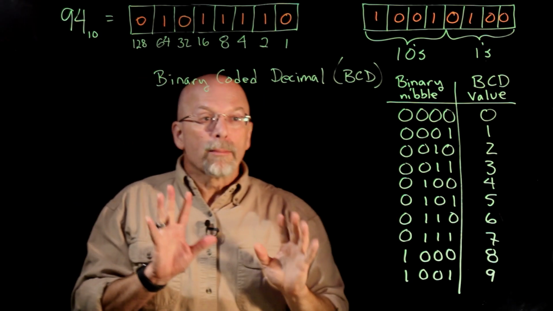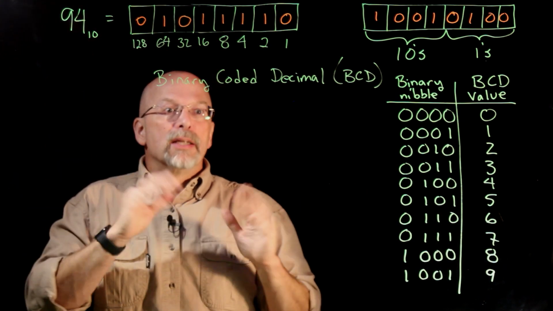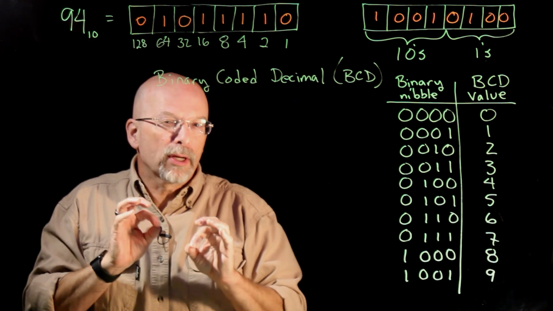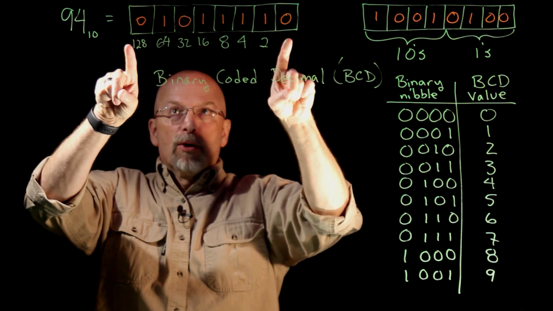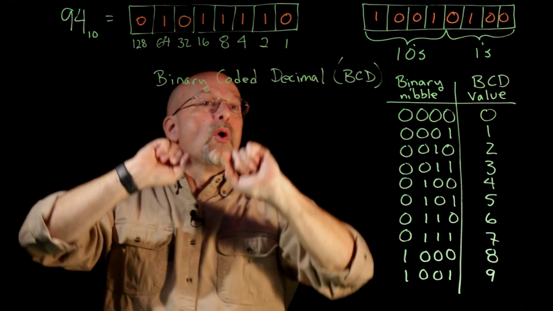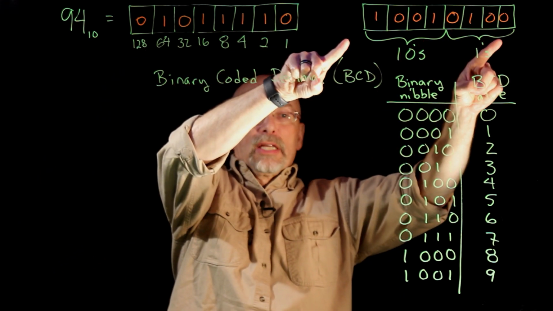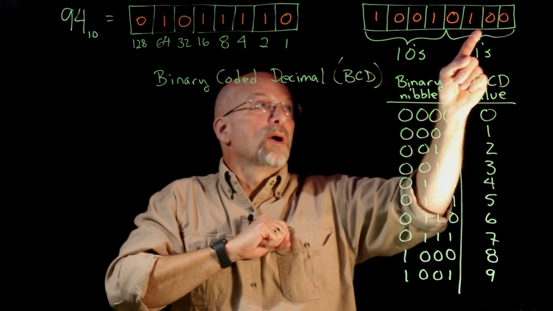Now this is a really important concept. What we're looking at here is the fact that 94, depending on how we have told the computer to interpret the bits, could be represented as this pattern of ones and zeros, 0, 1, 0, 1, 1, 1, 1, 0. Or it could be representing it as BCD, which would be 1, 0, 0, 1, 0, 1, 0, 0.